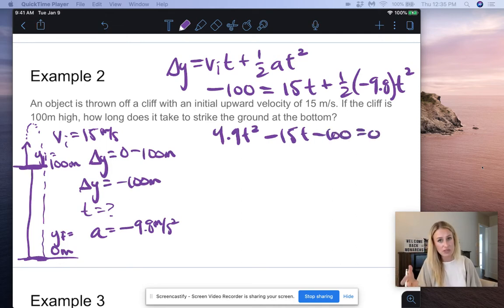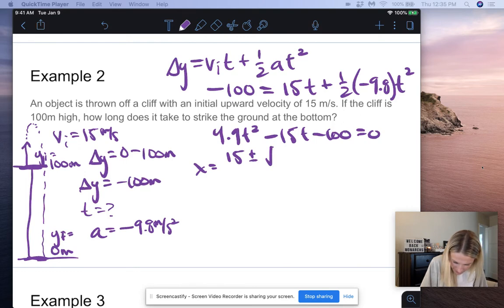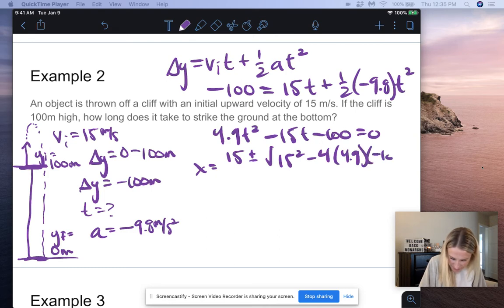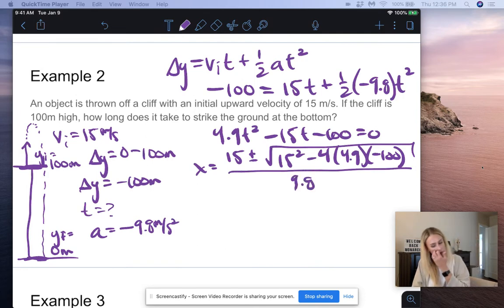So quadratic formula, you can use the fancy calculator with your little program on it. I just do it the old-fashioned way. x equals negative b plus or minus the square root of b squared minus 4ac, all over 2a, which is 9.8. Notice how I didn't put the negative on the b squared because the negative is going to cancel out there anyway. And on the bottom, instead of putting 2 times 4.9, I just know that 2 times 4.9 is 9.8 because I divided 9.8 by 2 to get 4.9.